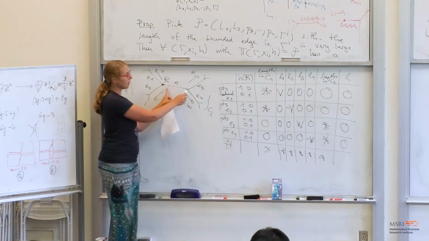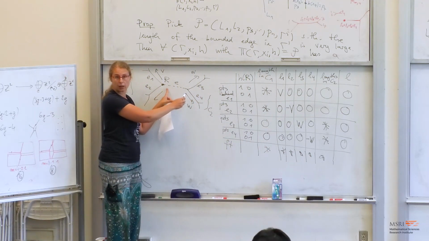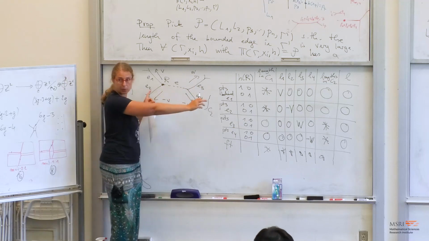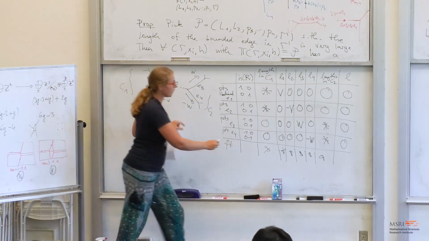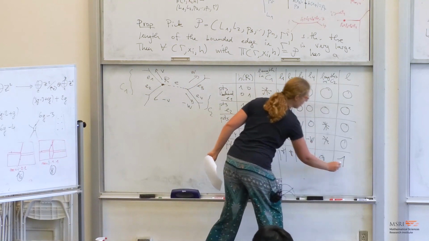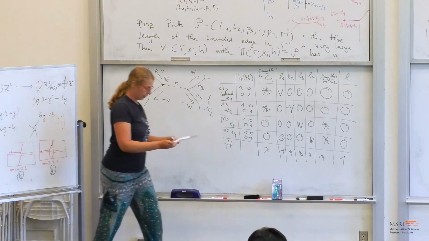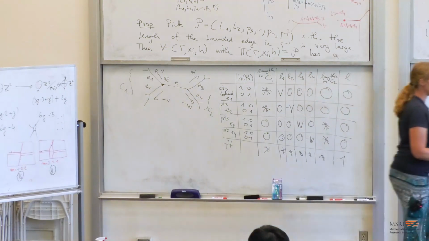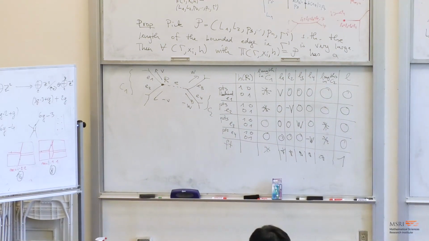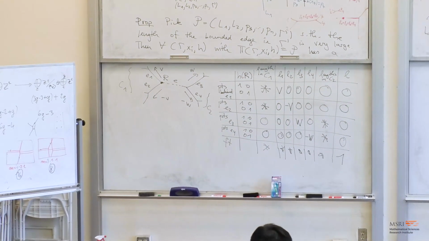But what I will definitely need is this edge E, because this is the very long edge that separates them. So this appears here, so there has to be a 1. I'm crossing once over that bounded edge. Okay, now we have a very nice and beautiful matrix, and we can learn something about it.